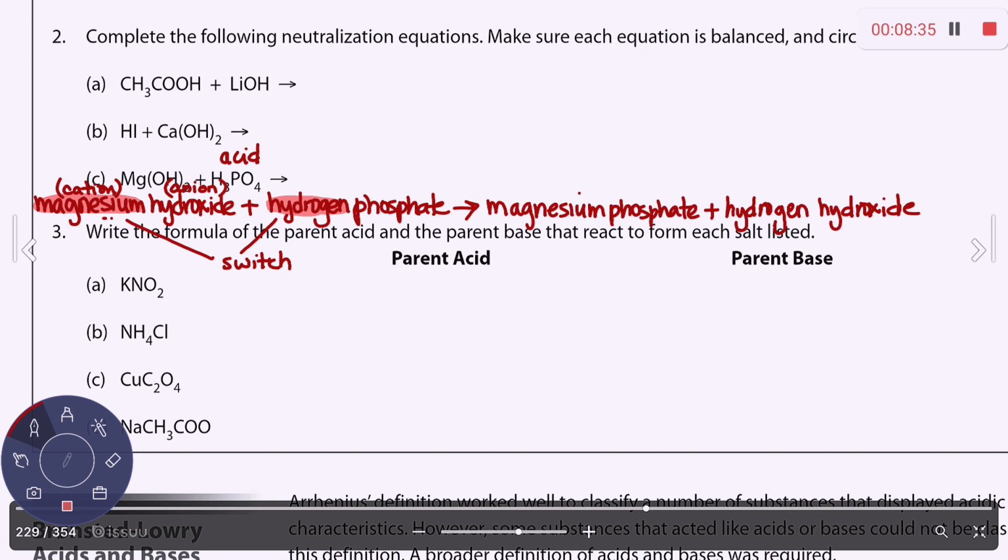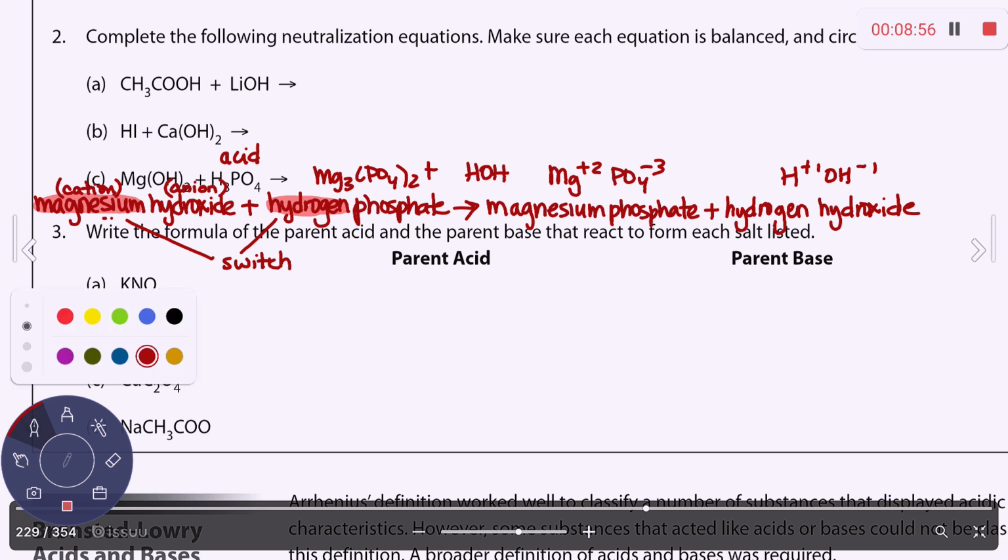Okay? So over here we've got magnesium phosphate, which is this. So this is going to end up being Mg3PO4. And then hydrogen hydroxide is just HOH or H2O, whichever you prefer. I'm going to write it as HOH.